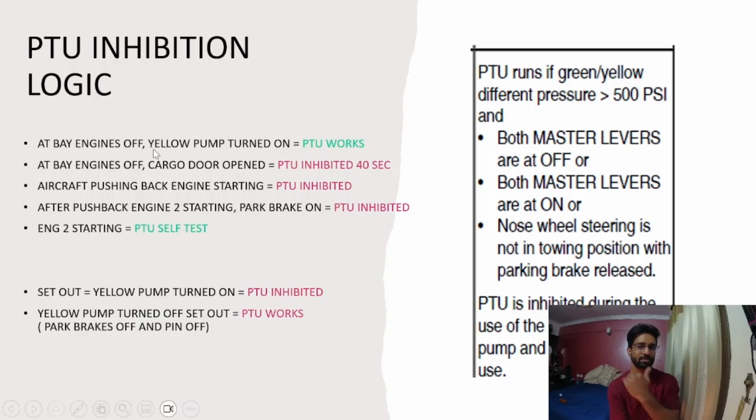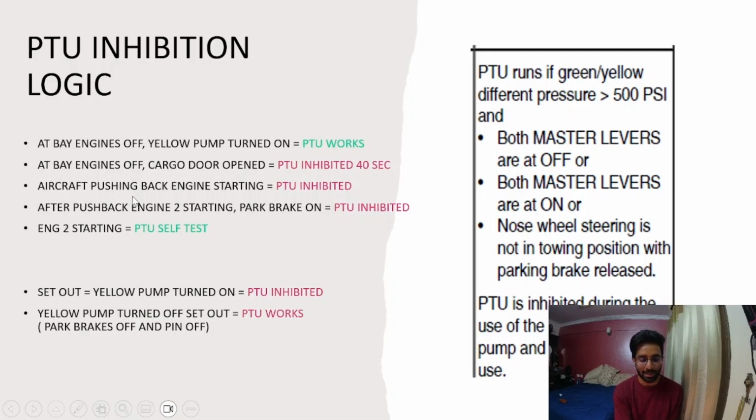So relate this when you watch the video later on, because I will not be highlighting this part in that video. At the bay, engines are off, cargo doors open. This also I'll show you in the next video. We'll be at the bay, both engines are off, but the cargo doors are opening. Cargo doors opening is via the yellow electric pump, like I said. But what happens this time is that the yellow pump will pressurize only the yellow system because the PTU is inhibited for 40 seconds. So that is the second case. The PTU will not be working based on this condition, even though both masters are off.